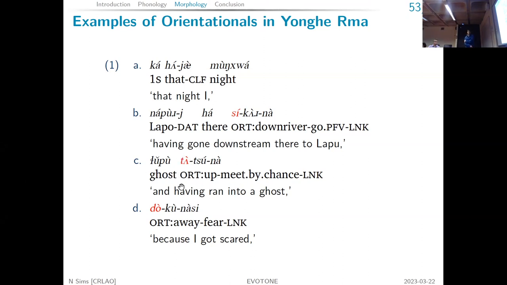I met a ghost, or I bumped into, or I met up with a ghost, where this is acting as a perfective marker, not really any literal direction. And then we have dolunas, so because I got scared. So this is the away from center prefix, which is functioning as a perfective, but has its semantics from this away. He got scared away, or he scared something out of me.